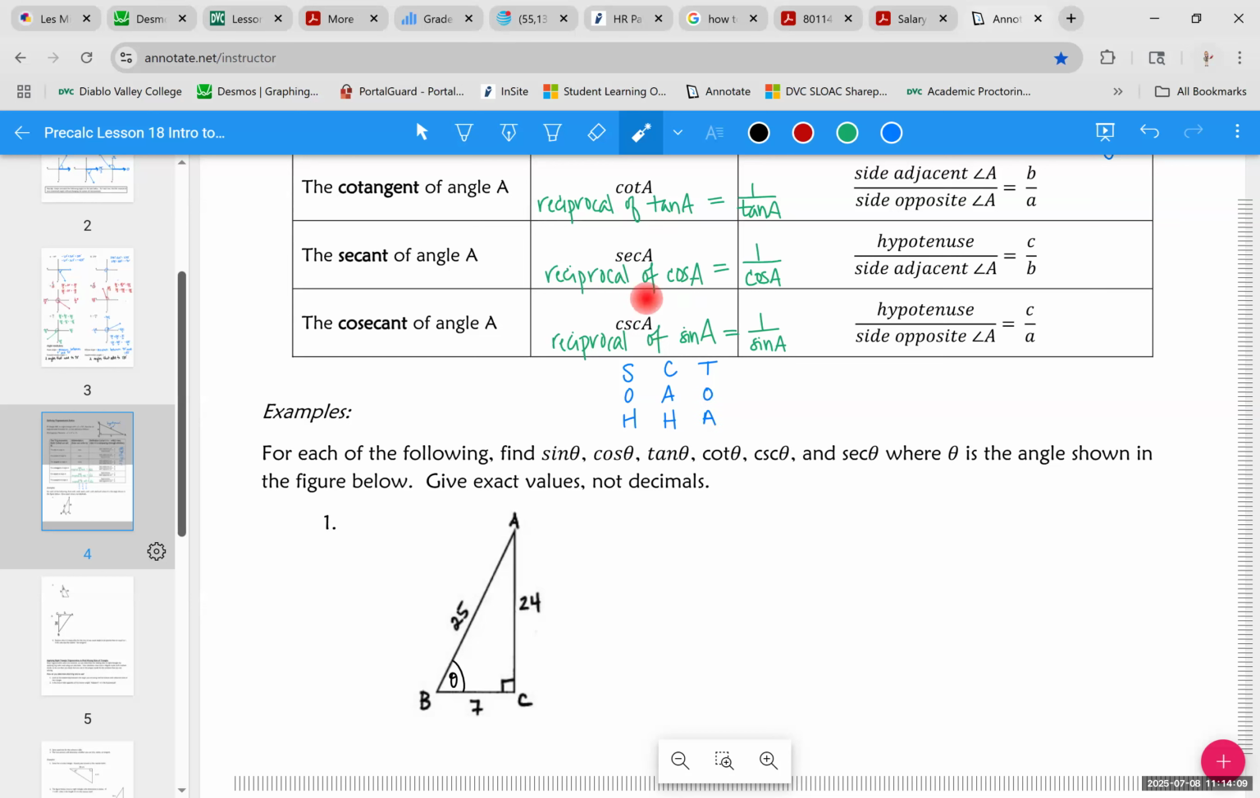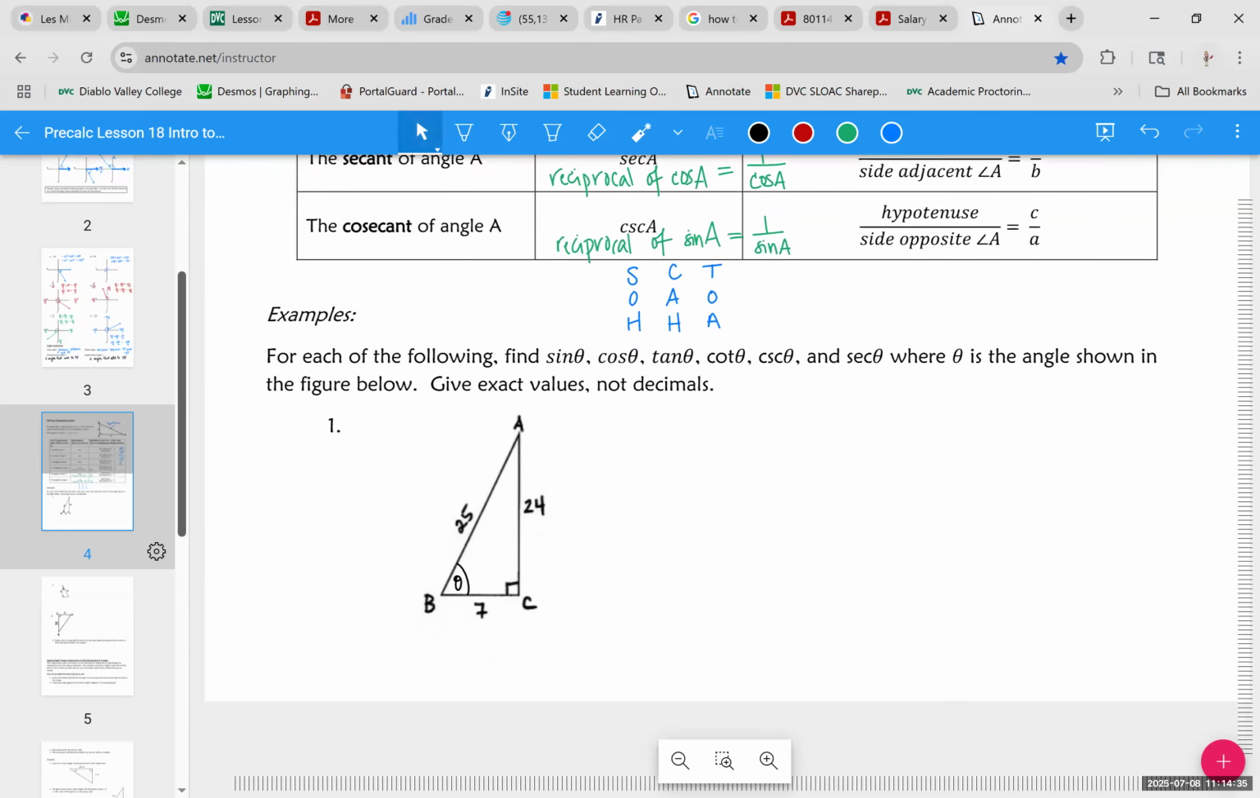But for secant and cosecant, I remember them by thinking that two cos don't go together. So I have a sine and a cosine. For cosine, its reciprocal is not cosecant because that's two cos. So cosine's reciprocal is secant, and sine's reciprocal is cosecant. I don't know if that helps, but it helps me. So maybe it'll help you.